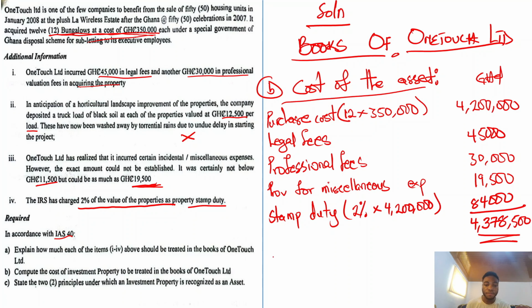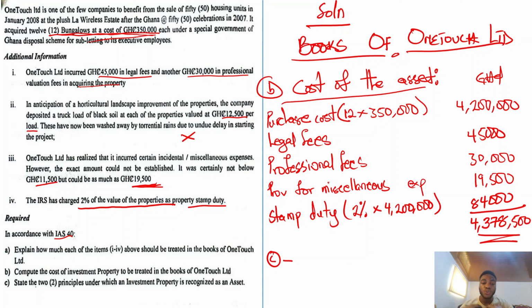Then when you talk about C, it says to state the two principles under which an investment property is recognized as an asset. We've already explained this in our previous video, but because it's question solving, I'll still put it down. In terms of recognition, at what point can we recognize investment property as an asset? There must be two conditions. One, future economic benefits associated with this investment property must flow to the entity. So if you acquire this investment property, you should be able to use it to generate cash inflows. Is that not it? You're using it to earn rentals.